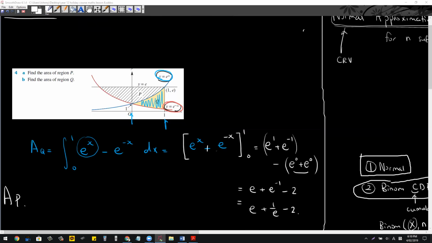You can type your answer on the group chat. So I want you to think about it. What could be a good way to compute the area P? So the area P is all of this. Take a look, all of this.